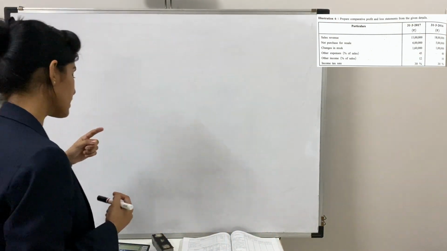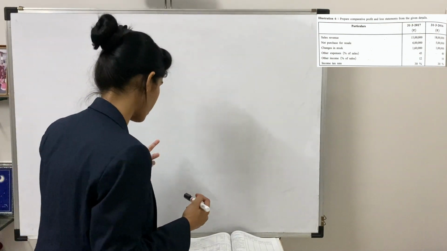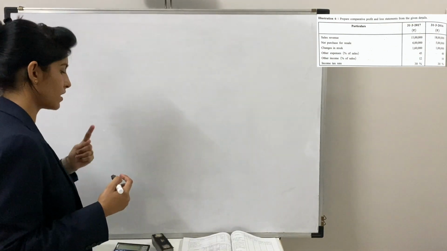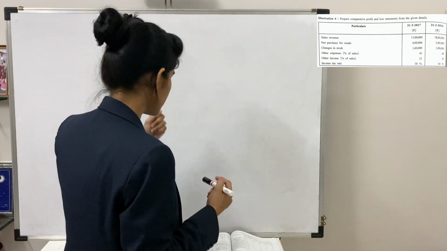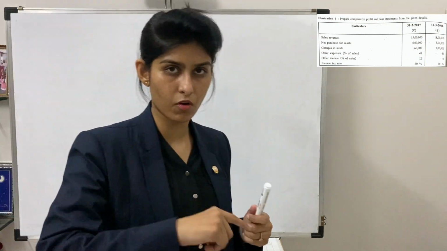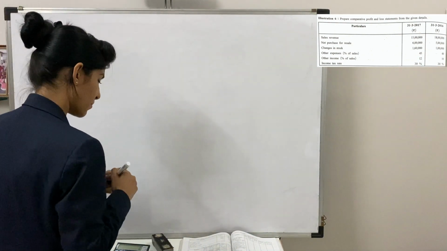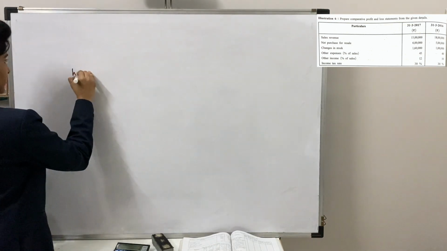Now, first thing given is sales revenue, second is net purchase, third is changes in stock, but the fourth thing given is other expenses, percentage of sales. So, first of all, we'll prepare the working note, then we'll move on to the format. Now, coming to the working note 1.